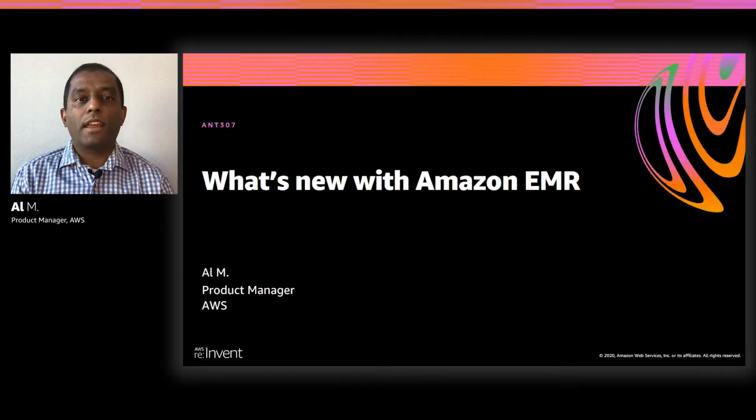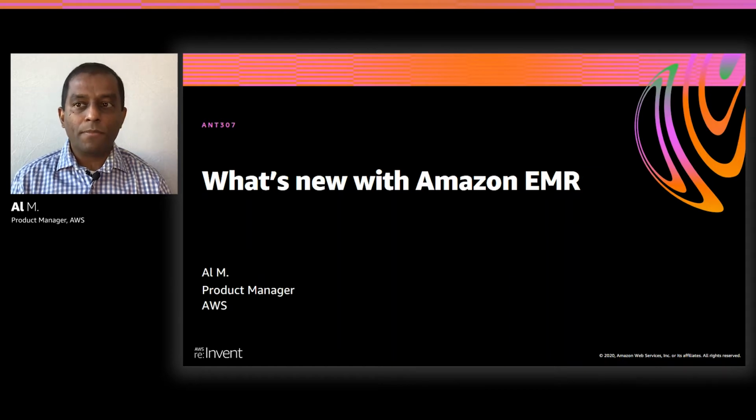Imagine if we could run a petabyte scale data analysis at less than half the cost of traditional on-premise solutions. Hi, this is Al, a product manager with the Amazon EMR team, and let's talk about what's new with Amazon EMR that can help you save cost and run 1.7x faster than Apache Spark 3.0 without the runtime.